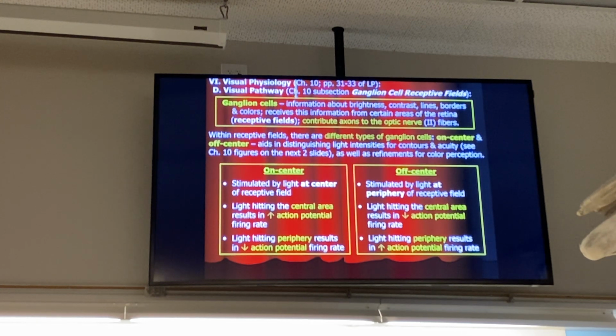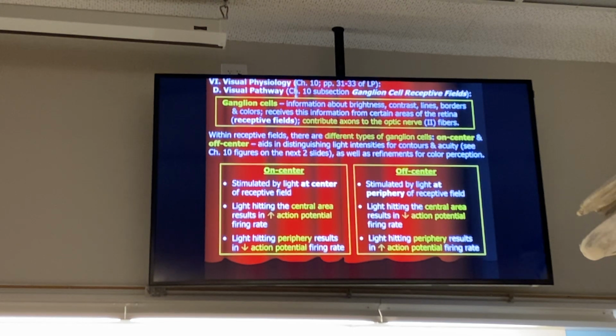So I'll do on center. On center, and again, you have to have convergence. So you have to have several photoreceptors coming into one ganglion cell. You have to have more light at the center, and that's going to cause depolarization. Well, depolarization of the bipolar cell. Don't worry about the photoreceptor.